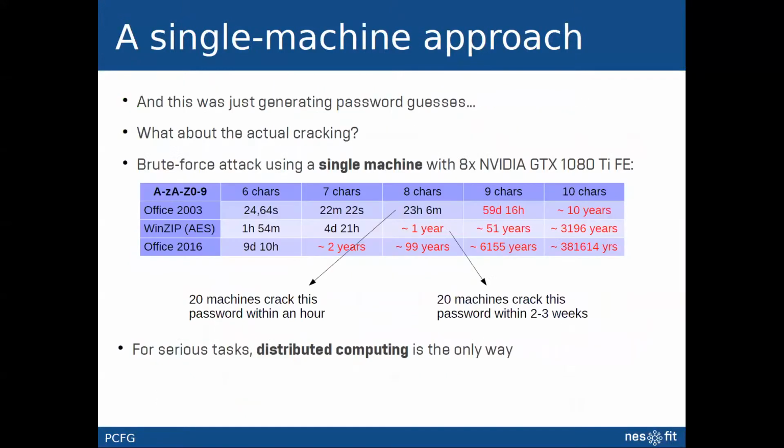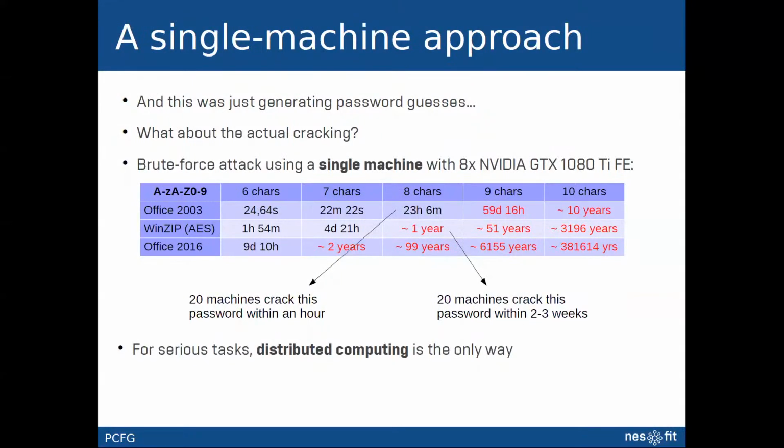Another motivation for distributed computing here is that on the previous slide, it was just generating the passwords. The cracking consists of two stages. One is the generating, and the second is the verification of it: you take this password, you calculate some hashes from it, and then you compare it with what you try to crack.